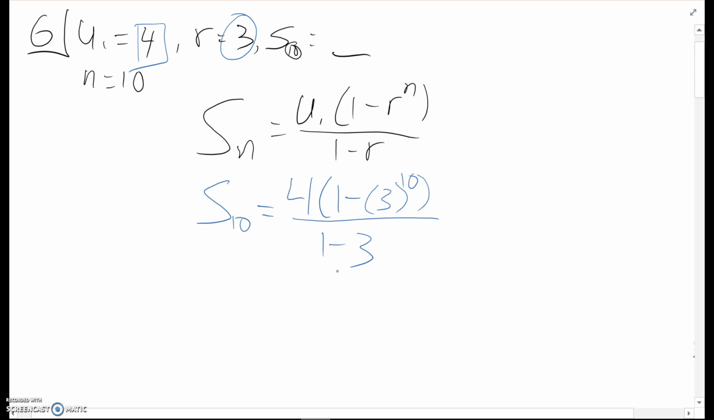So now I'm going to take my calculator out, and I'm going to do 3 to the power of 10 first. I'm going to do 1 minus that number. So right now I'm at negative 59,048. Multiply that by 4, and then divide that by negative 2 when I do the 1 minus 3. And I get 118,096. So we get a pretty big answer. But it makes sense because I'm starting with 4 and I'm going to be multiplying things by 3, so it should be pretty large. And that is the answer for number 6.